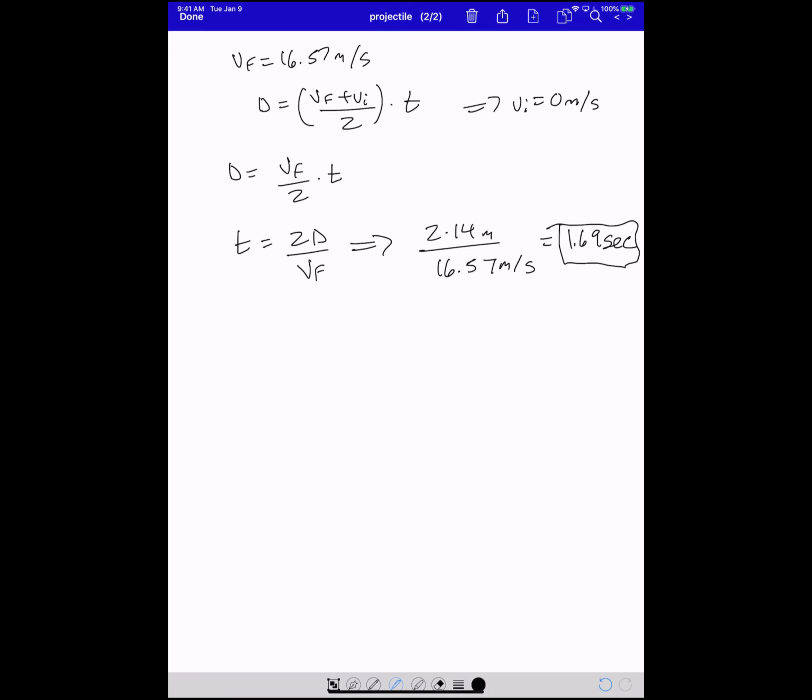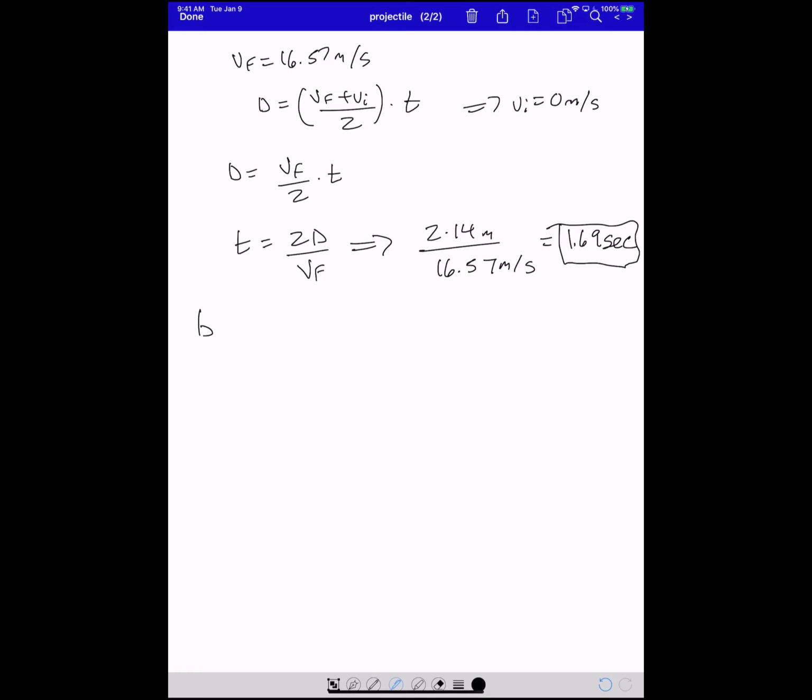So this means that the golf ball is falling at the rate of gravity, starts at an initial velocity of 0, and hits the ground at a velocity of 16.57 meters per second. We know that it's taken 1.69 seconds for that ball to travel that distance. So this is the answer to A.